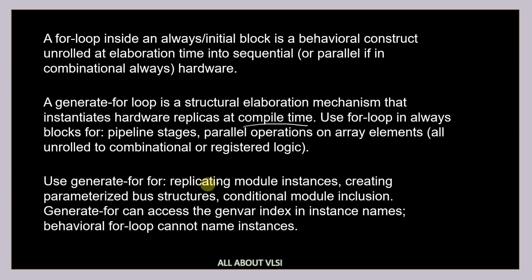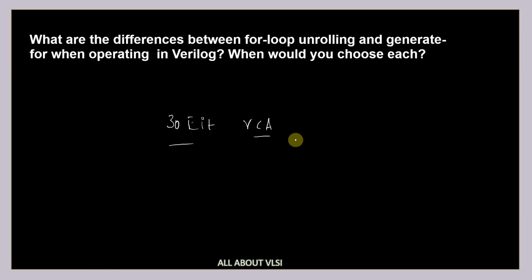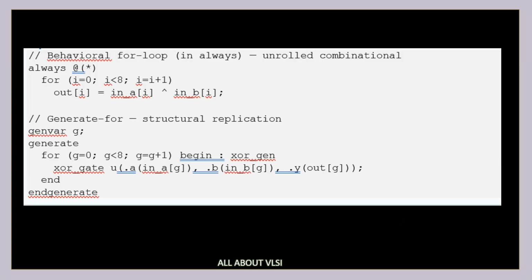We can use generate for loops for replicating module instances, creating parameterized bus structures, and conditional module inclusions. A generate for can access the genvar index in the instance name. You use a genvar variable declared for the generate for loop; without it, you cannot use the generate for loop. So this is the difference between a for loop and a generate for loop. This is an example where we use a simple for loop for one thing and a generate for loop for creating different instances.